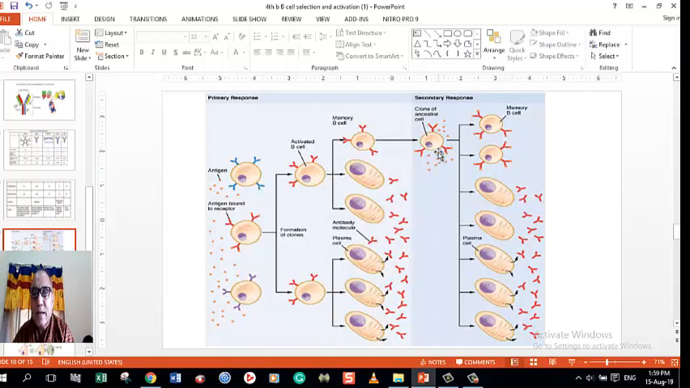Now this is a second time encounter. When there is an infection by the same antigens, the memory cells will immediately recognize the antigens and again produce memory cells and a lot of plasma cells, and then they produce antibody. This antibody is IgG.